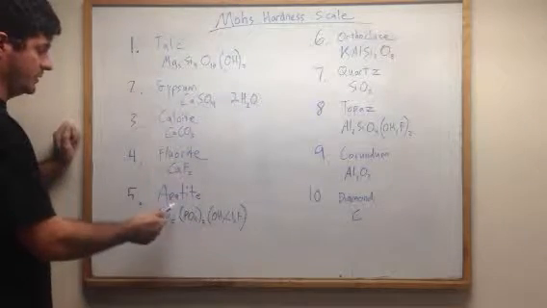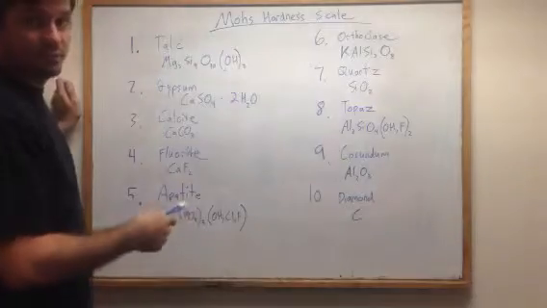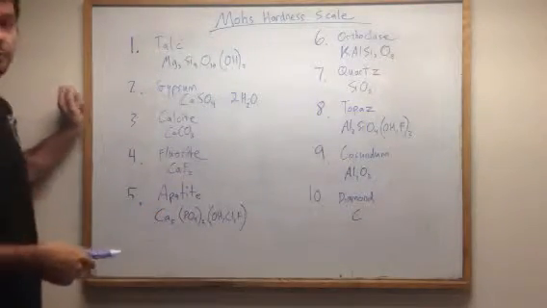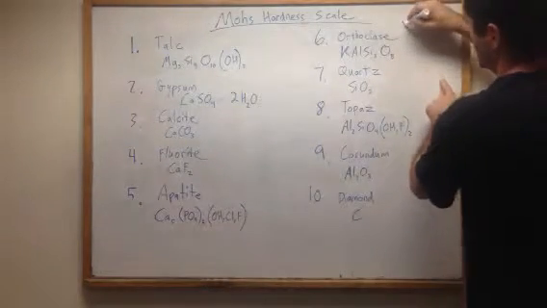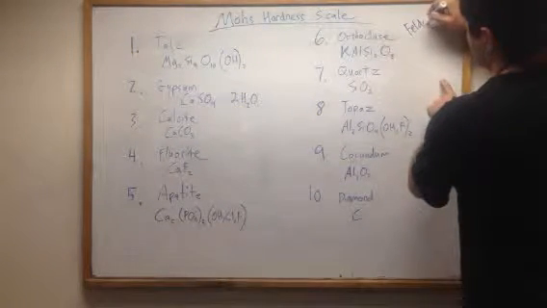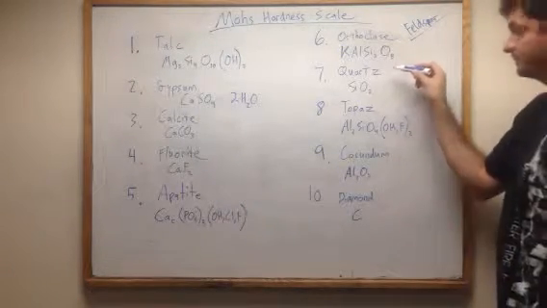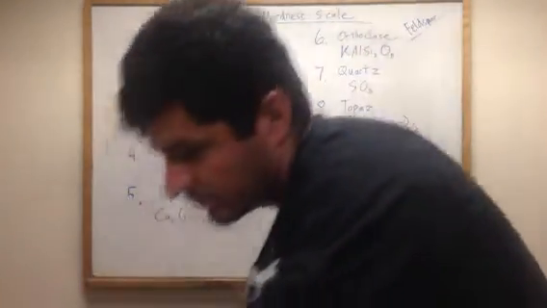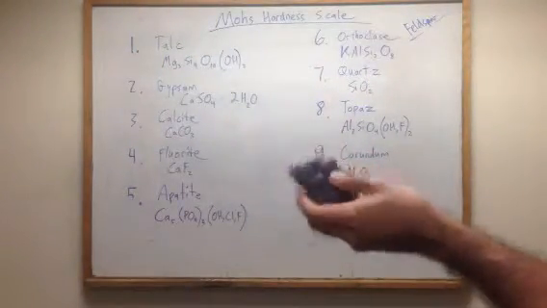Fluorite is a bit harder. Apatite. Then you have orthoclase, which is basically a large component of feldspar. You can write that out. Feldspar is a very common rock. And you have quartz. I have an amethyst right here. Check it out. It's amethyst.